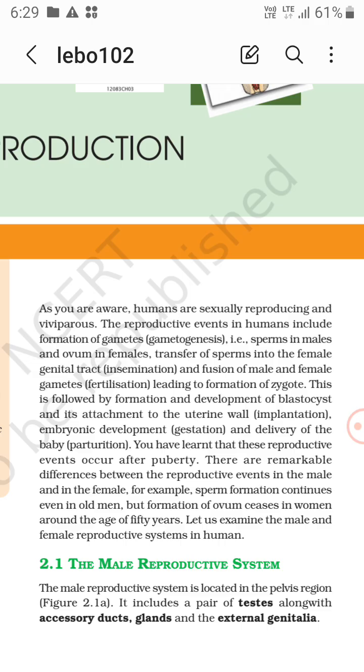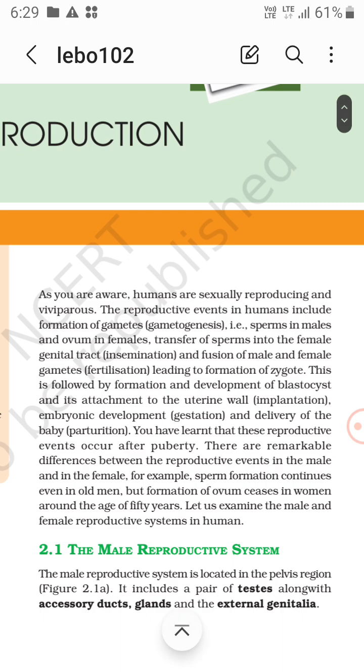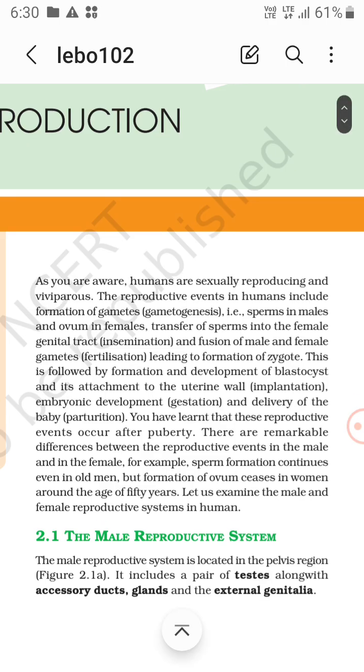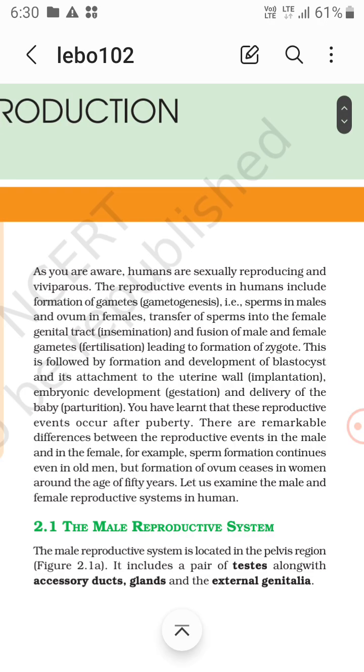All these reproductive events occur after puberty. So when you hit puberty, you see these changes. Now there are remarkable differences between the reproductive events in the male and the female. For example, sperm formation continues even in old men, but formation of ovum ceases in women around the age of 50 years.